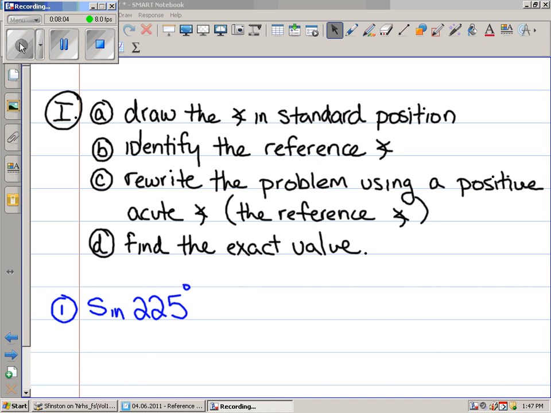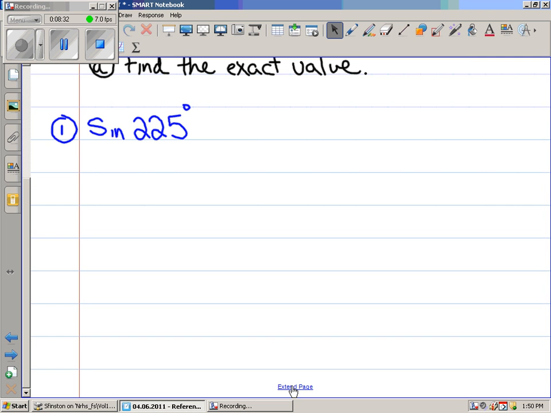So here's what we're going to do today. We're going to do a few examples, and then I'm going to give you some examples for homework, and then we're calling it a day. You're going to be asked to draw the angle in standard position, identify the reference angle, write the problem using a positive acute angle, in other words, rewrite it in terms of the reference angle, and then find the exact value. That's crazy, right? It's a lot of work. Let's get our learning on.